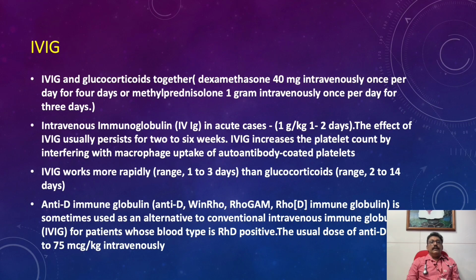Then along with that we can give IVIG also. Since it's an immune mediated condition, IVIG will work like steroid or better than steroid, and adverse effects are lesser than steroid. So we can give IVIG and it can be associated with your steroids. Anti-D immune globulin also can be tried in patients having immune thrombocytopenia where IVIG cannot be given, or due to some reason the patient is not able to take that. Anti-D immune globulin also can be tried, but routinely we give IVIG and steroids.